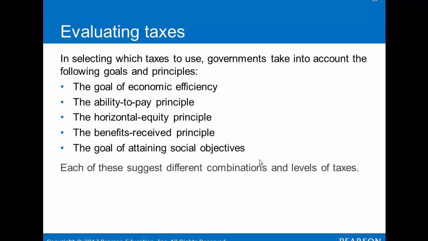So in selecting which taxes to use, the governments take into account the following goals and principles. 1, the goal of economic efficiency. 2, the ability to pay principle. 3, the horizontal equity principle. 4, the benefits received principle. And 5, the goal of attaining social objectives. Each of these suggests different combinations and levels of taxes.